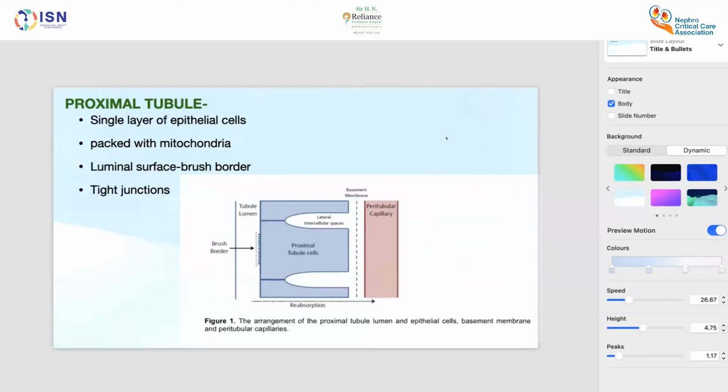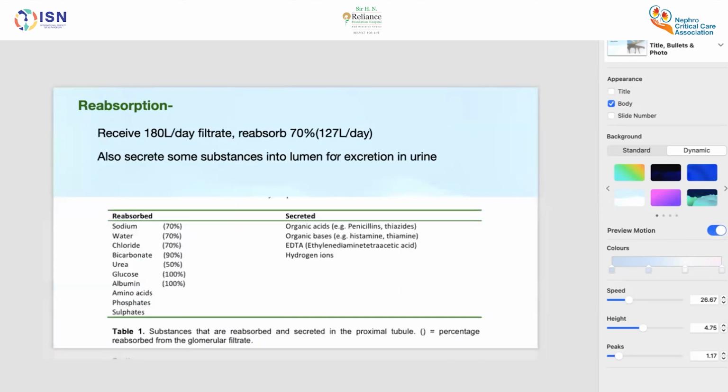Now the proximal tubule. The proximal tubule has a single layer of epithelial cells, which is packed with mitochondria. The luminal surface has a brush border, and in between the cells are tight junctions. There are lateral intercellular spaces, which play an important role in reabsorption. The kidney receives 180 liters per day of filtrate; in the proximal convoluted tubule, 70% is reabsorbed, that is 127 liters per day.